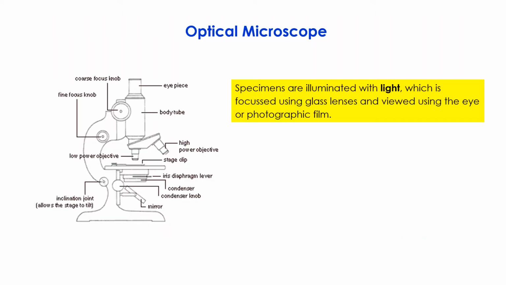So what do you need to know about this wonderful light microscope, the one that you're going to use in the laboratory? Well, it allows us to view specimens illuminated with light, which then is focused using a number of glass lenses. Okay, and you view it either with your eye or photographic film, or it can obviously go straight to a computer now as well. And that allows you to select different lenses to magnify to different magnifications the specimen that you view on the stage here underneath your lens.